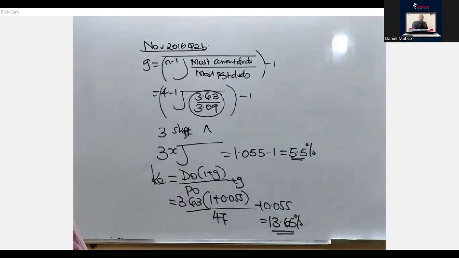The next component cost, you know very well, it is the cost of the preference shares. The cost of preference shares, it is our next component cost.